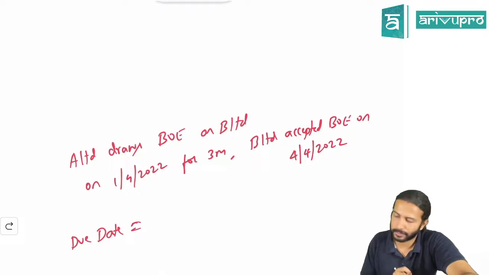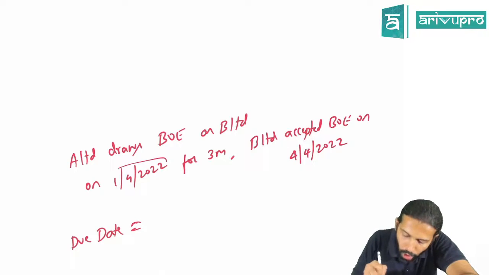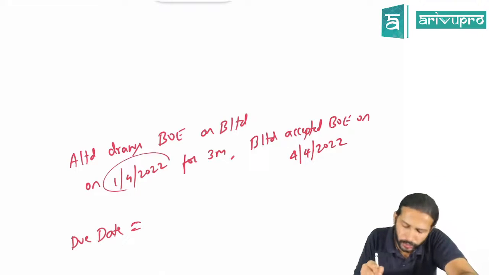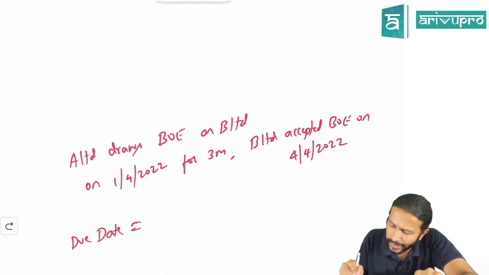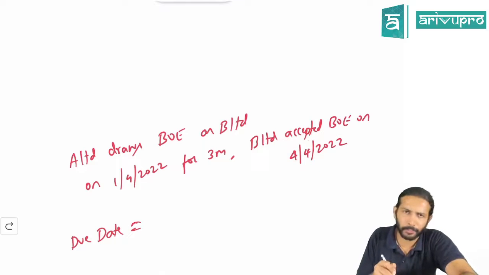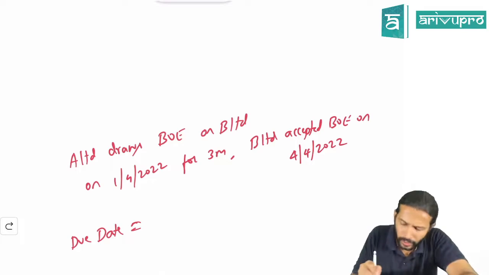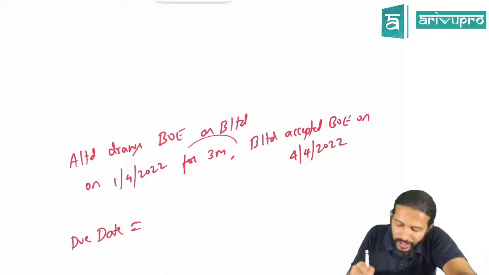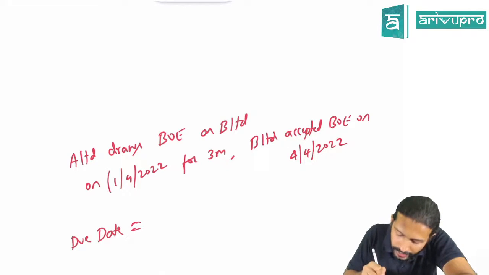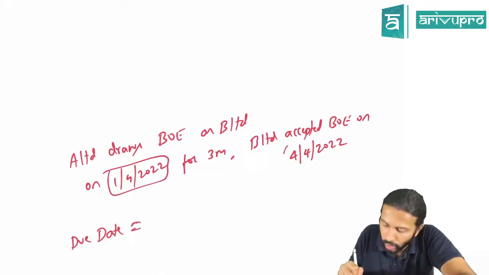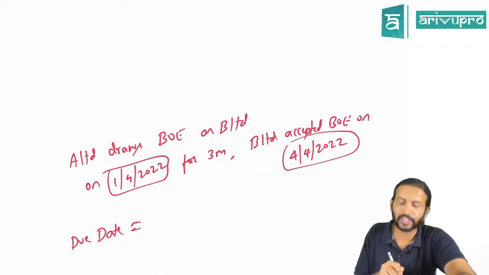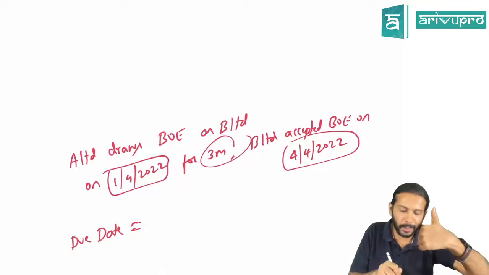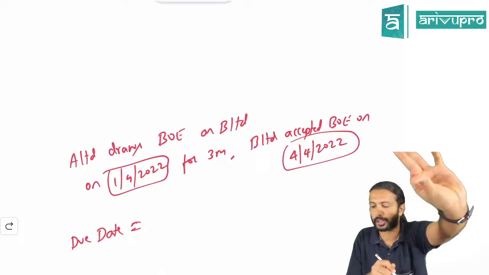Can anybody tell me? A Limited drew the bill on 1st April, but B Limited accepted this on 4th April. The term of the bill is 3 months. So what is the due date? Due date means you should add 3 months. Yes, fine. Now, from which date will you start adding? You will start adding from 1st April or from 4th April? That is the question.